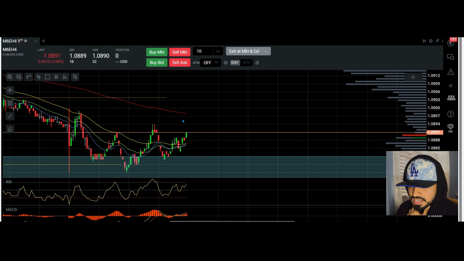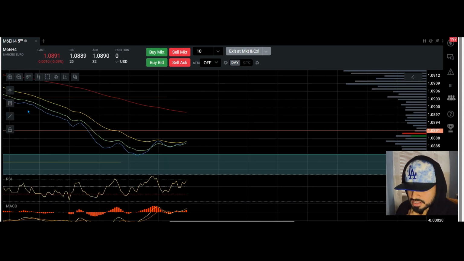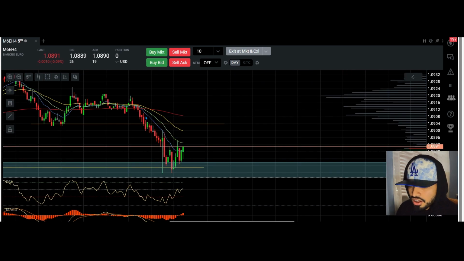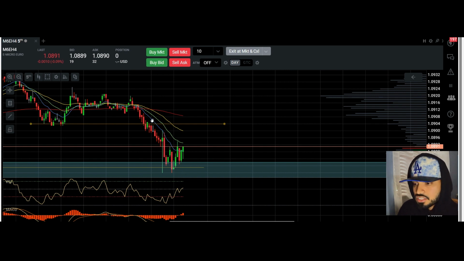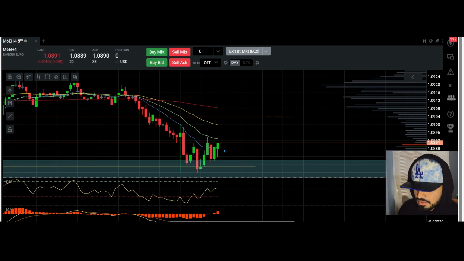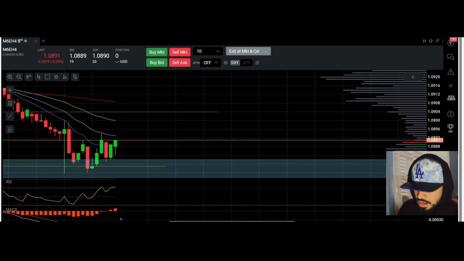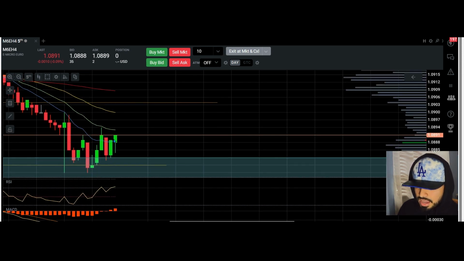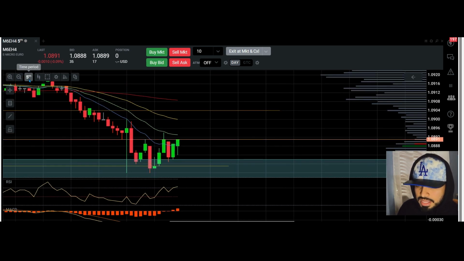Exhaustion meaning that on the 5 minute, this heavy sell off on the euro dollar since 7:20 in the morning. It is now 9:30. It's been 2 hours of selling. It's exhausted. Price is climbing back up on the 5 minute. MACD up, RSI up. Price is trying to break over the 13 EMA on the 5 minute.